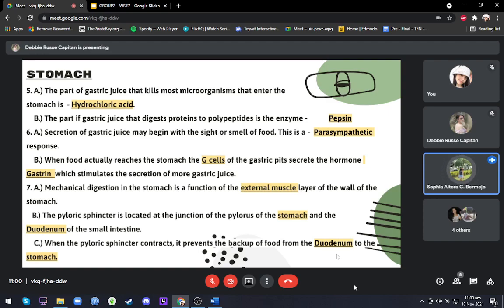Number 7, letter A, mechanical digestion in the stomach is a function of the external muscle layer of the wall of the stomach. Letter B, the pyloric sphincter is located at the junction of the pylorus of the stomach and the duodenum of the small intestine. Letter C, when the pyloric sphincter contracts, it prevents the backup of food from the duodenum to the stomach. Next slide, please.